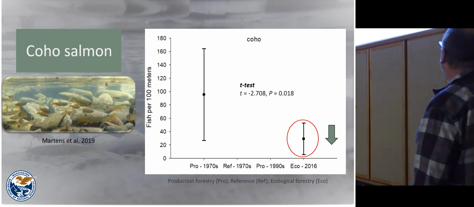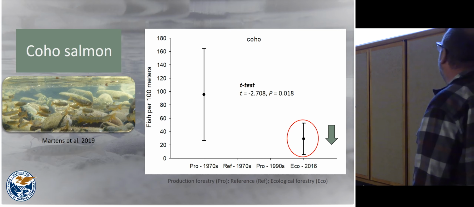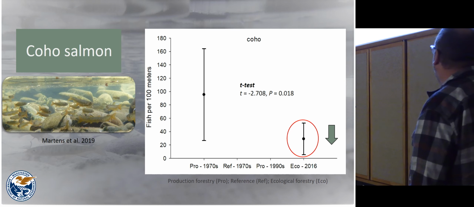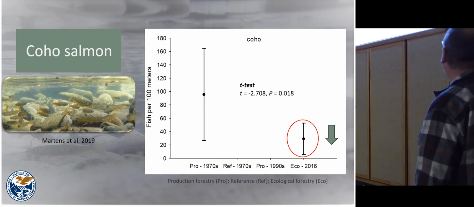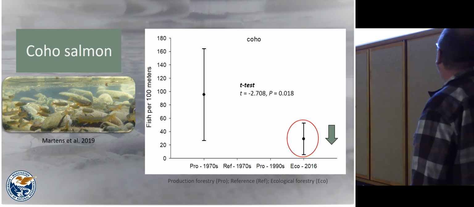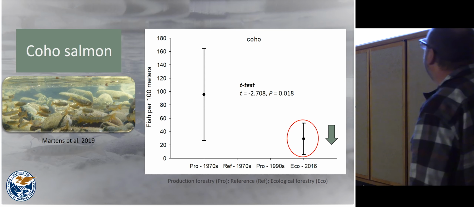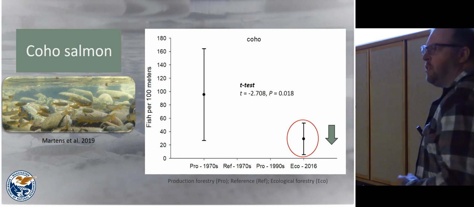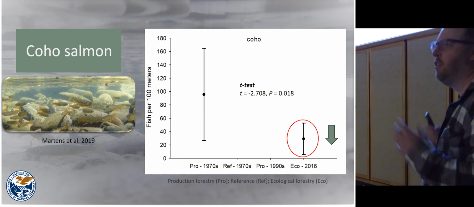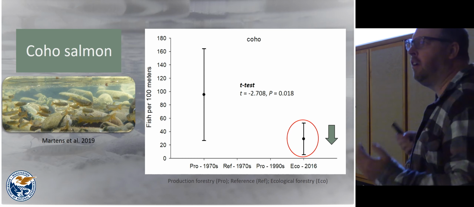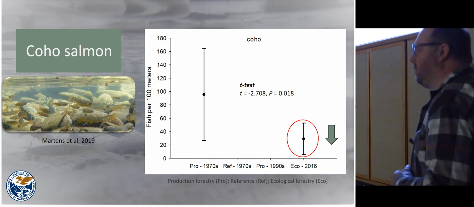Next thing we looked at were coho salmon. With coho salmon, we don't have as many streams available to compare. They're only in about 60% of our watersheds. But we do see a significant decrease in numbers and densities from our current, 2016 conditions to the 1970s. With coho salmon, we really don't know what the cause of that decline is. They're anadromous fish, they go to the ocean, so there could be things going on there that are causing this decline rather than local habitat, which I'm more concerned about.